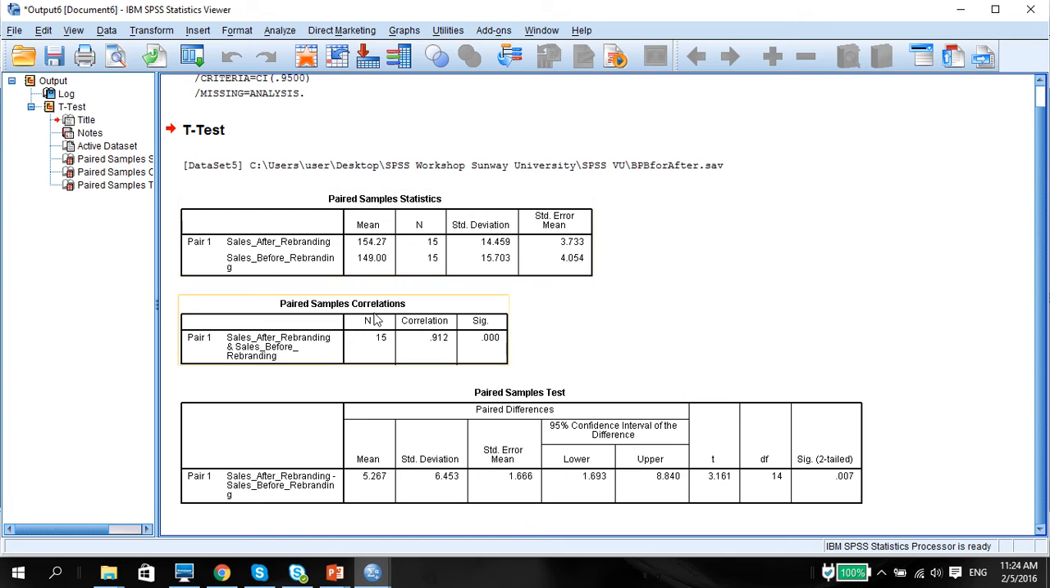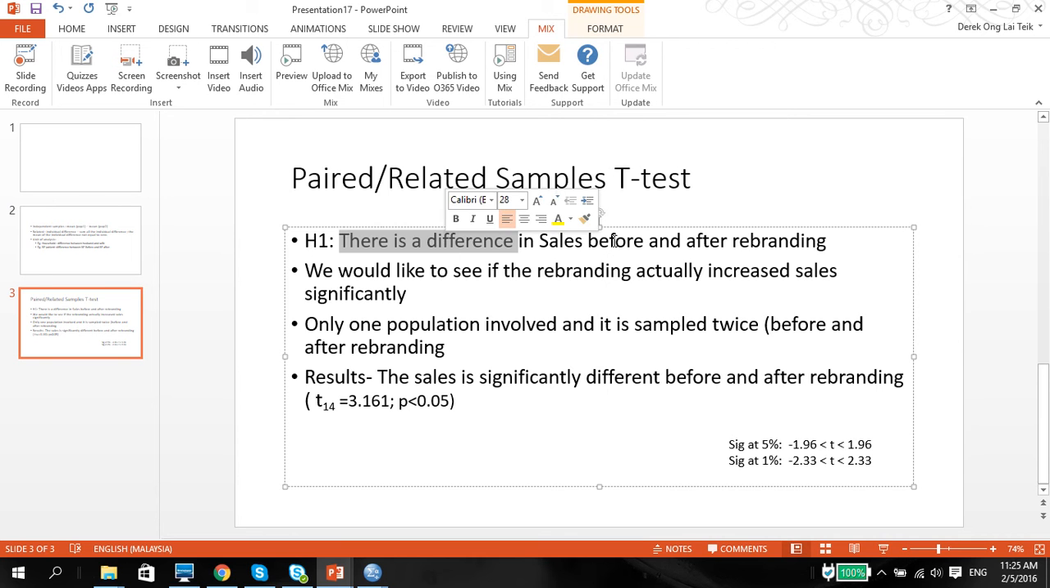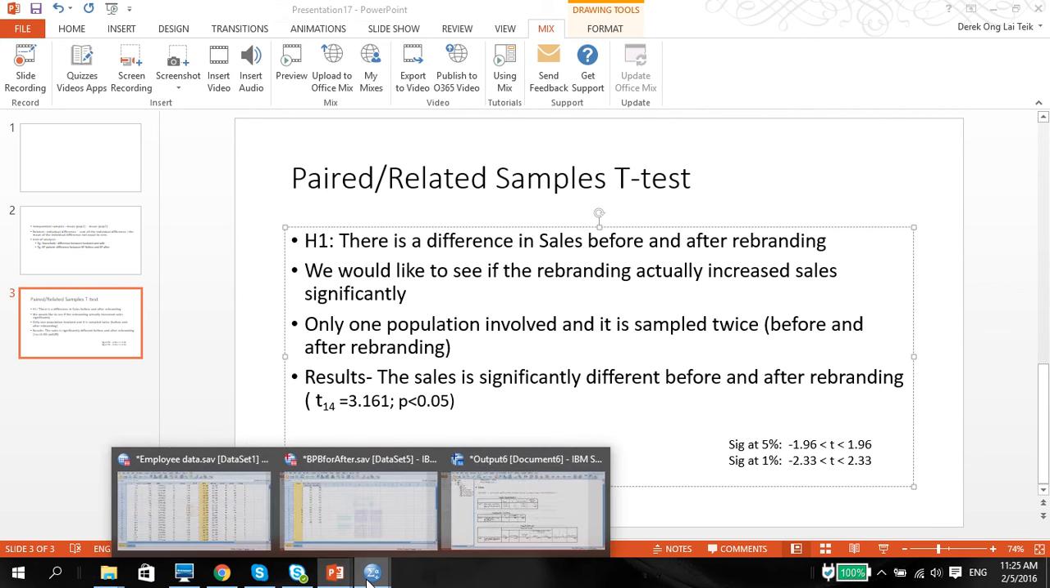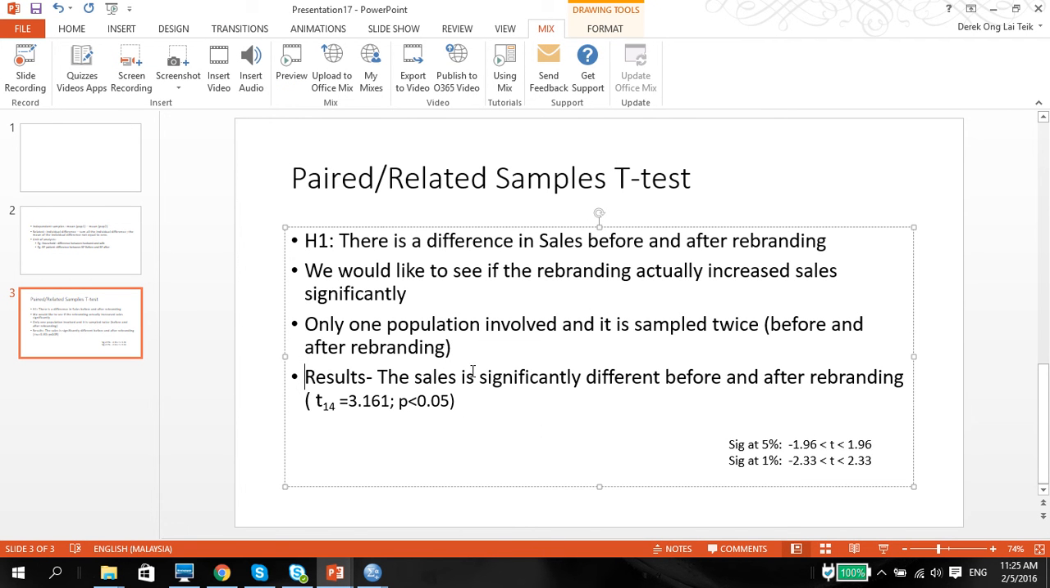You can see here it shows the mean and the paired sample correlations. I'll talk about correlation in a different video, but what we want here is the mean difference between after and before, the t-statistic, as well as the significance. This is a significant result. So how we report this: the hypothesis here is that there is a difference in sales before and after rebranding, and we would like to see if the rebranding actually increased the sales significantly. Note that this is only one population involved, sampled twice, before and after rebranding. This is how we report the results: the sales is significantly different before and after rebranding, T(14) = 3.161. 14 is of course the degrees of freedom here, and p is less than 0.05, so it is significantly different.